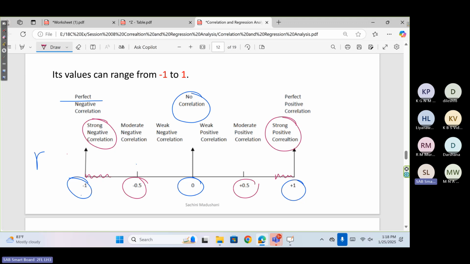It's clear? Then the other one is not 0 but nearest to 0.